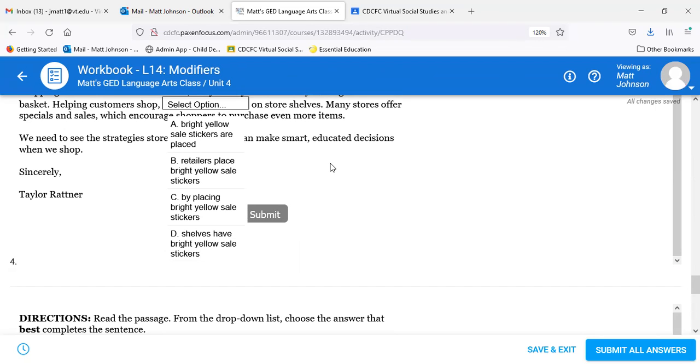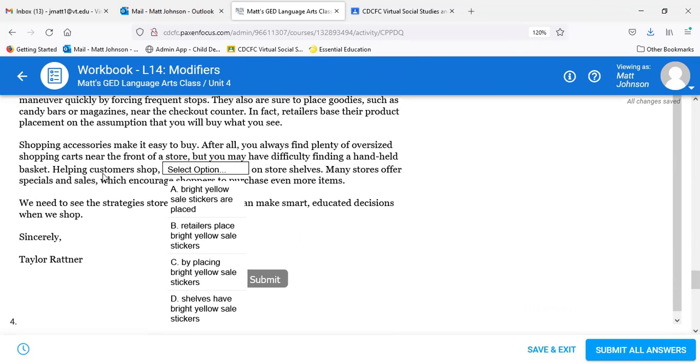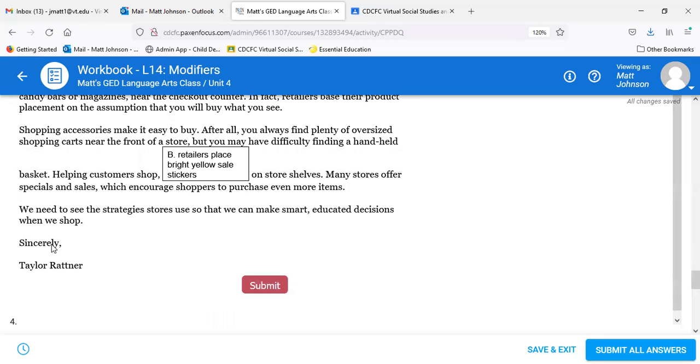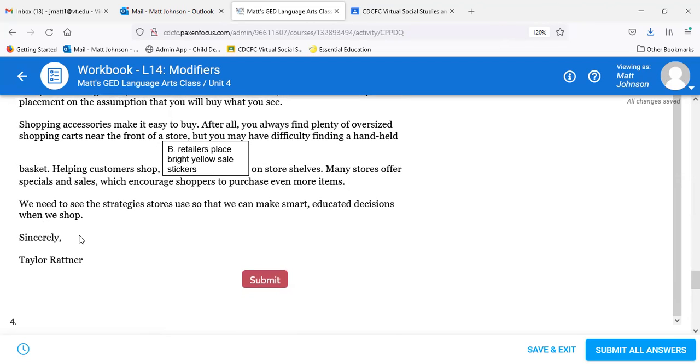C. B. So here, helping customers shop. Our subject is the retailer, right? Helping customers shop. Retailers place bright yellow sale stickers on store shelves. Okay, so there we want that subject again, helping customers shop. Basically, retailers place bright yellow sale stickers on store shelves.